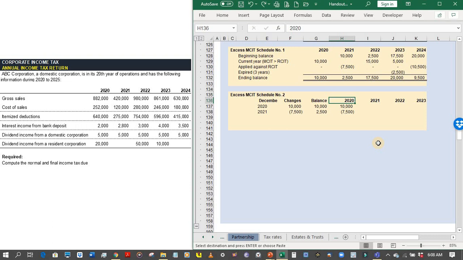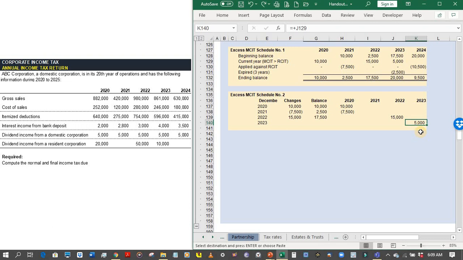Then in 2022, we have an excess MCIT of 15,000 pesos. It means this is an increase. That is why our ending balance is 17,500. Then in 2023, we have an excess MCIT of 5,000 pesos. That is why this will be an increase in our excess MCIT schedule.